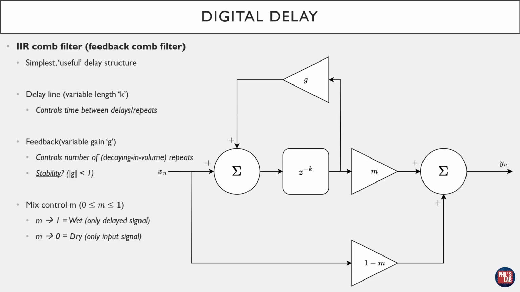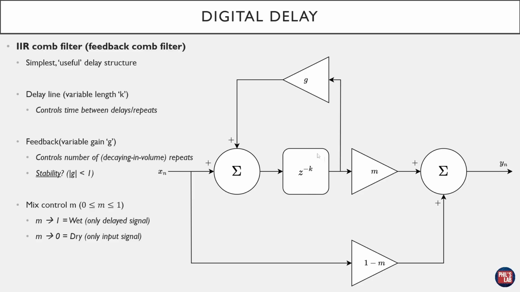And here we can see the simplest digital delay structure that uses a feedback type mechanism. In the comb filter video, we actually saw a feed forward type filter. We're using an FIR filter, whereas here we're using basically an IIR comb filter or feedback comb filter. And this is, in my eyes, the simplest useful delay structure. In the block diagram, we have our delay line of length k. This delay line is variable, so we can vary the length k, and that would be our delay control as we saw on the TC Electronic Flashback. The delay control again controls the time between delays and repeats.